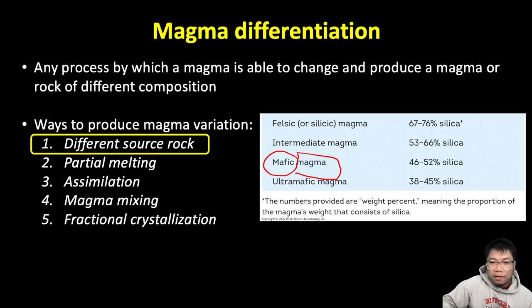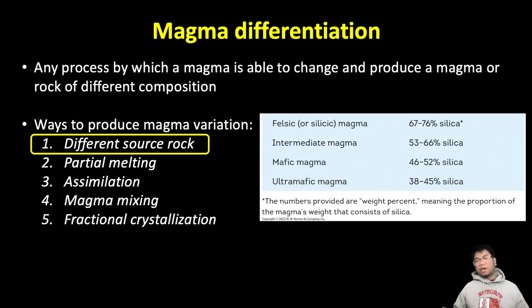And if I compare that with a felsic rock such as granite that melts, then the magma that is generated from that would also be felsic in composition. Okay, so as simple as that. If you have two different rock types, then the melt will also have two different compositions.